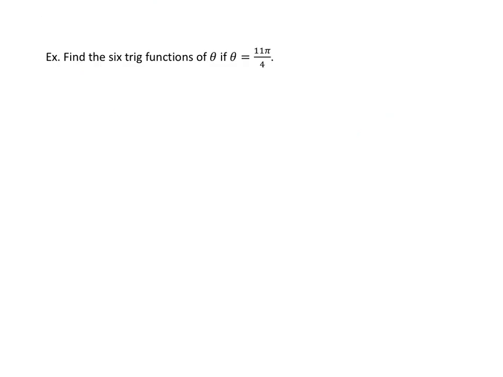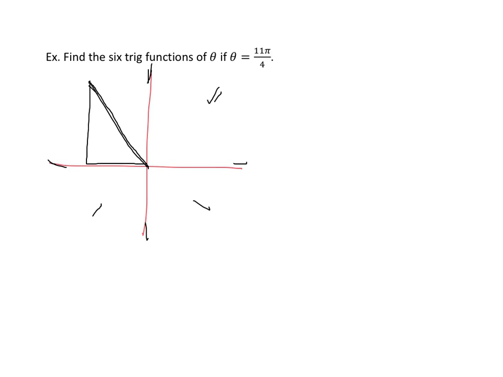Last type of problem, find the 6 trig functions given theta. First of all, where is 11 pi over 4? Okay, if I start counting, here's 1 pi over 4, 2 pi over 4, 3 pi over 4, 4, 5, 6, 7, 8, 9, 10, 11. So there's my triangle. Make it with the x-axis. There's my theta. What's the reference angle? If this is 11 pi over 4, how far am I away from the x-axis?